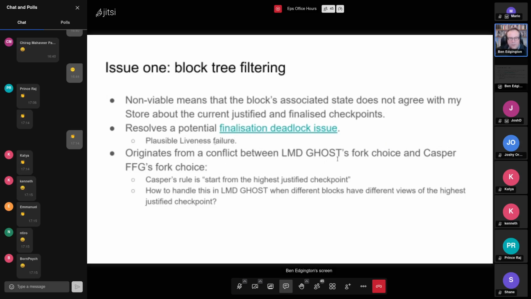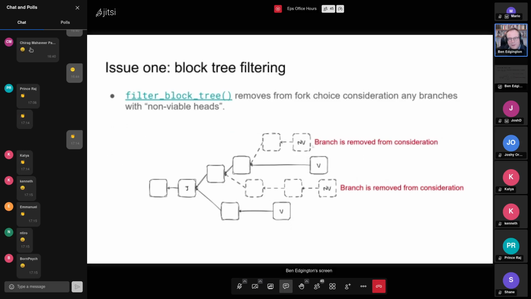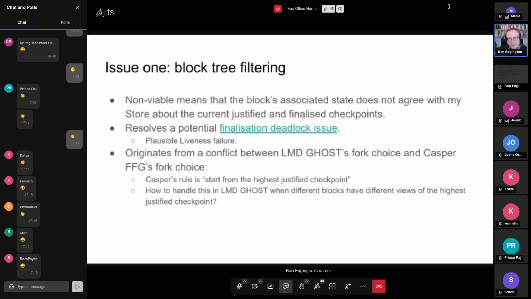And this resolves a finalization deadlock issue that was found, which is a failure in plausible liveness, one of the properties of Casper FFG. And basically, LMD Ghost and FFG have a sort of conflict. They're hard to wrestle into conformance with each other. So we filter out branches with unviable tips from consideration by LMD Ghost, and that was all very nice for a while.